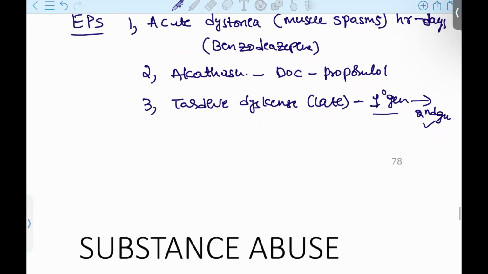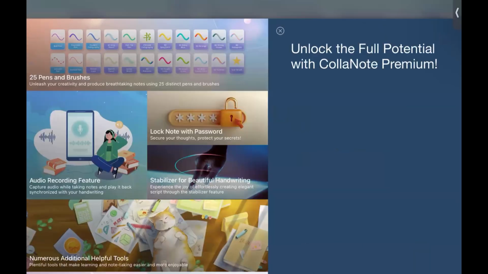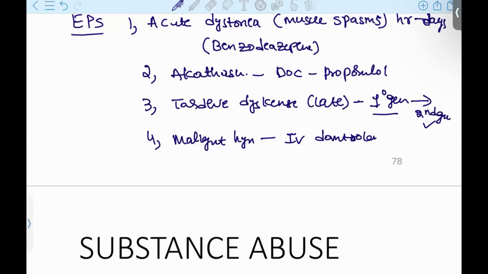Next, the fourth one is malignant hyperthermia. For this patient, we can give IV dantrolene and stop all the drugs immediately. Okay, IV dantrolene and stop all the drugs.